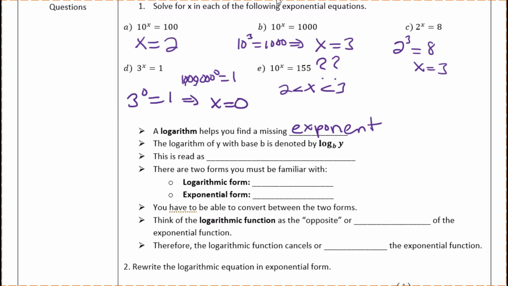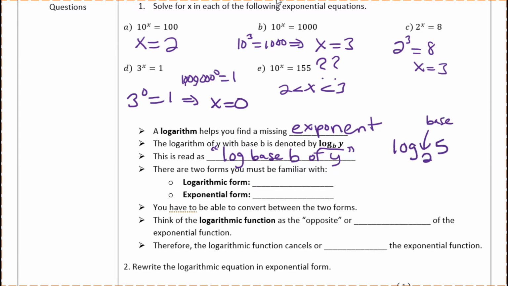The logarithm of y with base b is denoted by this symbol. This is the notation that we're going to be using, and you read this as log base b of y. So if I had, for example, this symbol, then this would be read as log base 2 of 5. Pretty simple, right? Now 2 is the base, so that's why we call it base 2. So this is the base in the expression. And then 5 is what you want the log to equal. We'll talk about that more in a little bit.